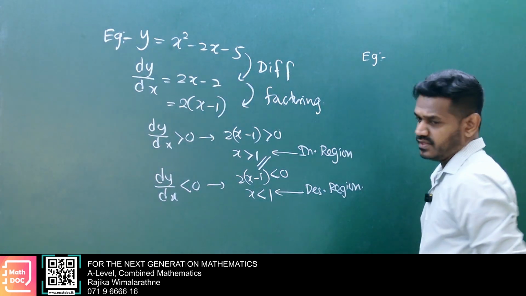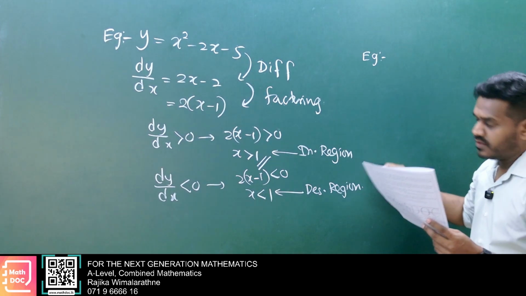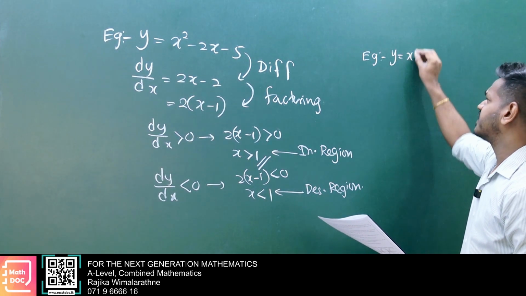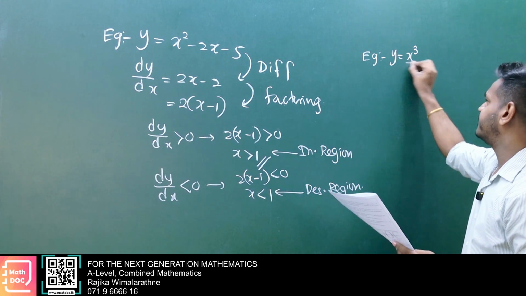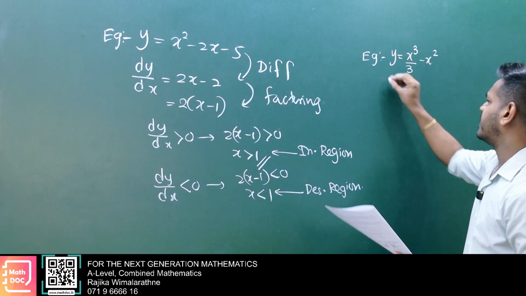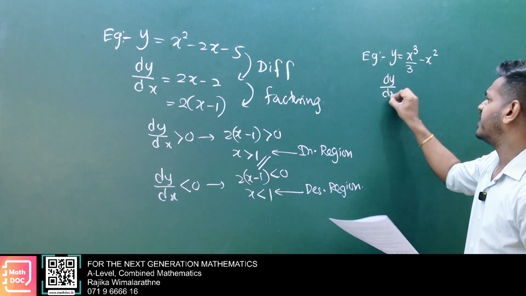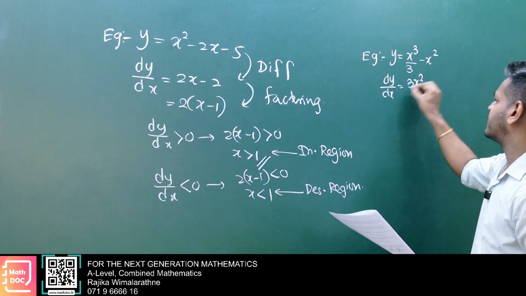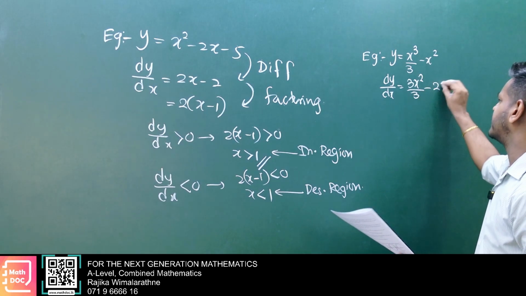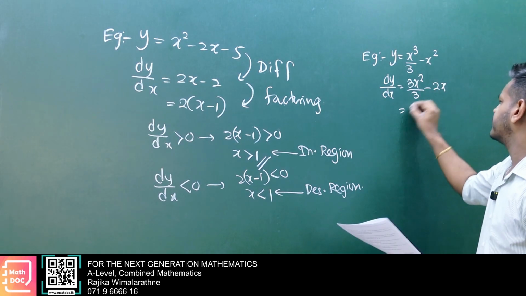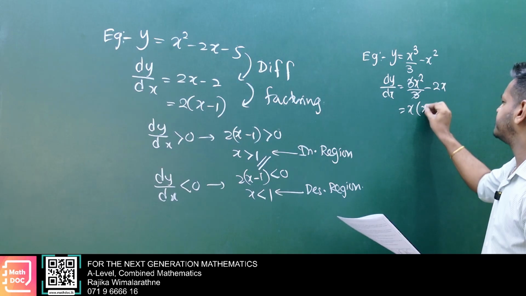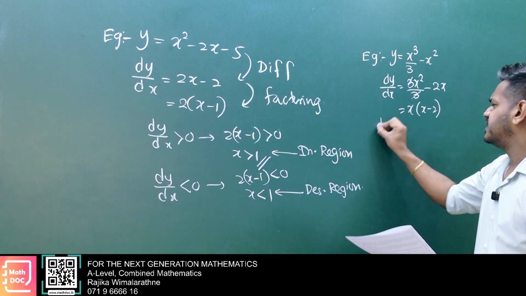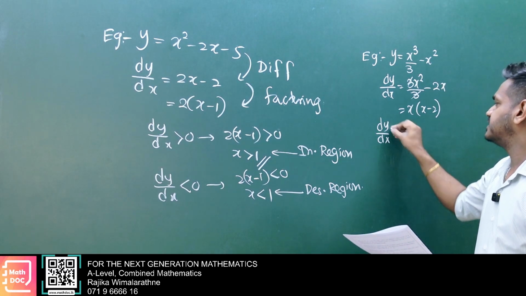Say another example. y equals x cubed over 3 minus x squared. Then dy by dx is 3x squared over 3 minus 2x. Then take x outside: x(x minus 2). Here are the factors.